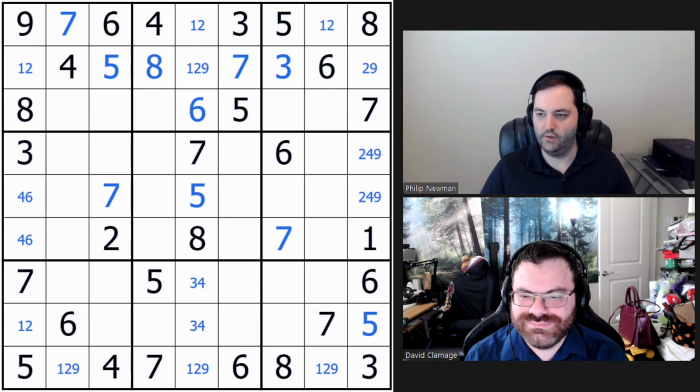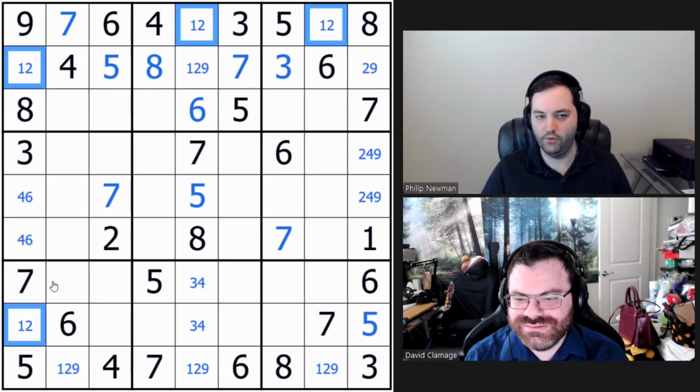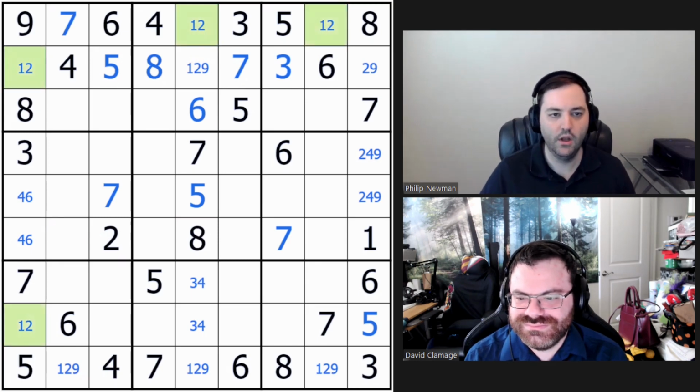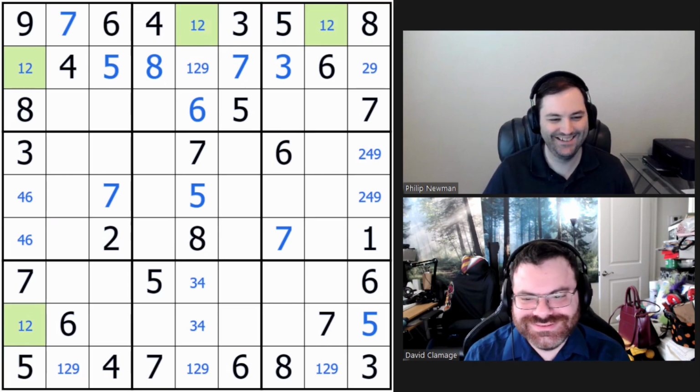So what stands out to you? I see a lot of 1-2 pairs, and then we've got 1-2s involved in triples as well that look interesting to me. So we've got 4 1-2 pairs in cells. I'm going to highlight those just because. And we also have some 1-2-9s. There's also a 2-9 over here. It could be important. I'm going to tell you that it's not, but it could be important. Could be, yeah.